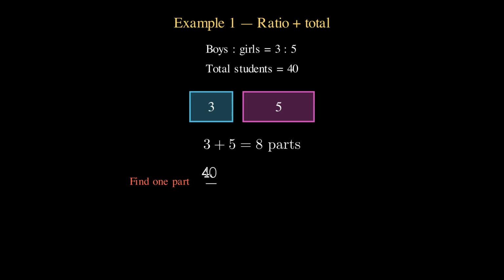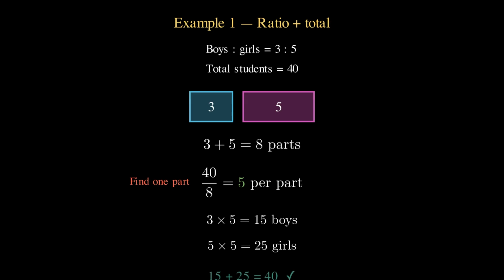Divide the total by 8, 40 divided by 8 equals 5 students per part. Boys are 3 parts, 3 times 5 equals 15 boys. Girls are 5 parts, 5 times 5 equals 25 girls. Quick check, 15 plus 25 is 40, and 15 to 25 still reduces to 3 to 5.